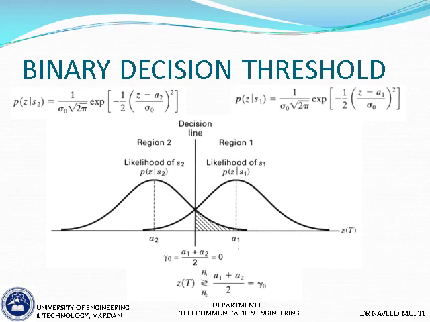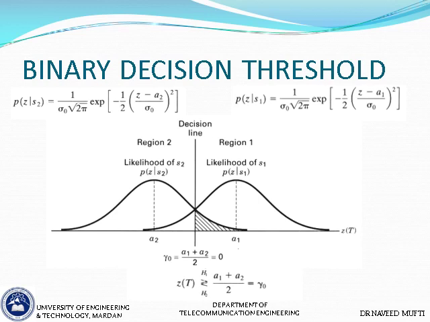So the threshold level gamma naught, which is represented by the mean or the average of the values of A1 and A2, becomes the optimum threshold, which will minimize the probability of making an error or an incorrect decision, given that the signals are equally likely and the likelihood curves are also symmetric.